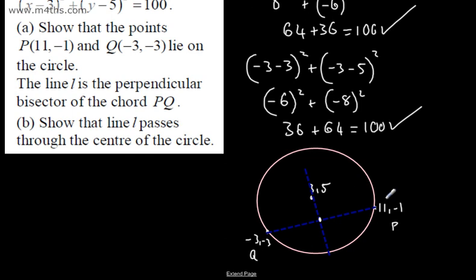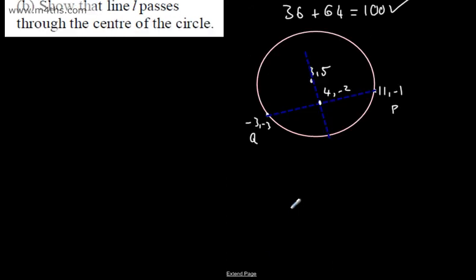So -3 to 11 is 14. So if I do that, I'm going to get this point here, which is going to be 4. So all I've done is added 7. This one is going to be -2, so let's put on -2, as that's halfway between -3 and -1. So that's the midpoint. We've got a point, now we need a gradient.